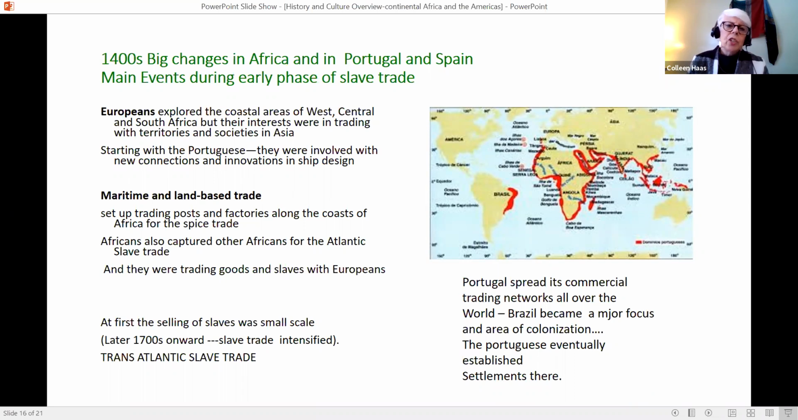So the biggest changes to the Americas happened during the transatlantic slave trade, initiated by Western Europe, and bringing things to exploring the Americas. So they were exploring the coastal areas of West and Central Africa and South Africa, but their interests were trading in territories in Asia, starting with the Portuguese. The Portuguese were some of the earliest participants in exploring the Americas and bringing slaves eventually to these areas.